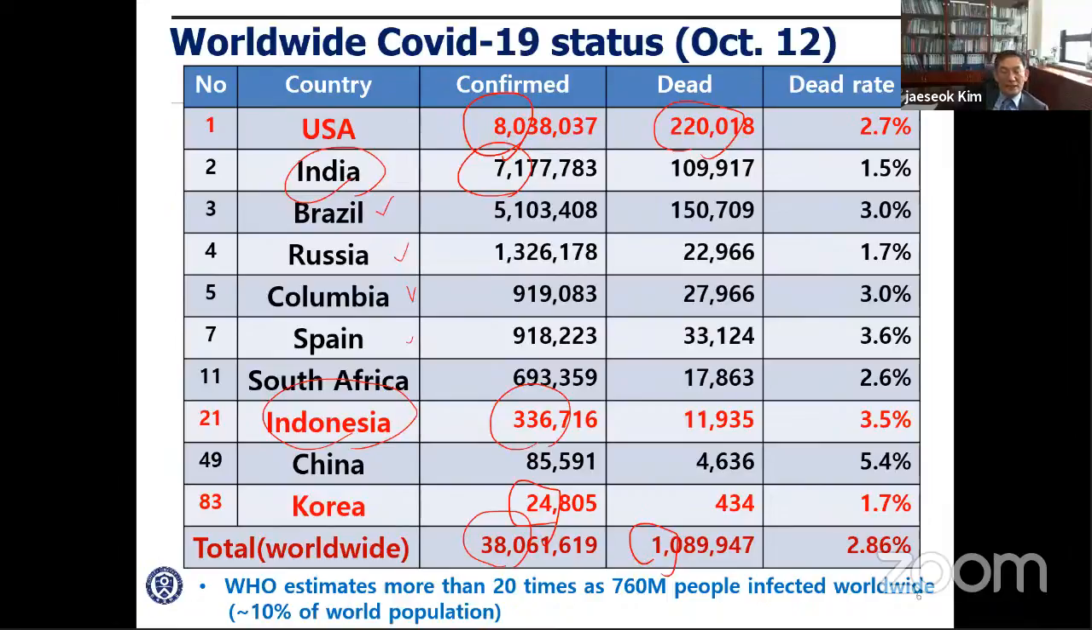However, last week, WHO announced that they estimate more than 20 times as many, 760 million people infected worldwide. That means it is about 10% of the world population.